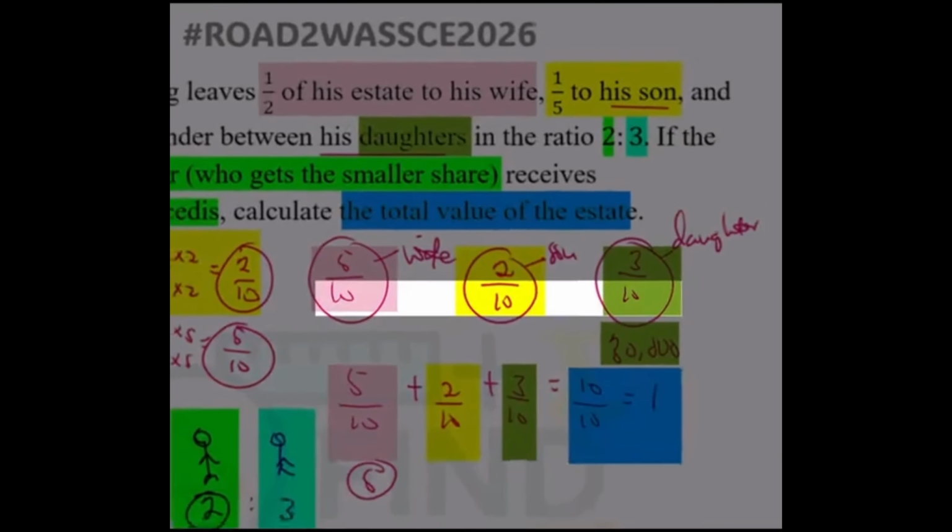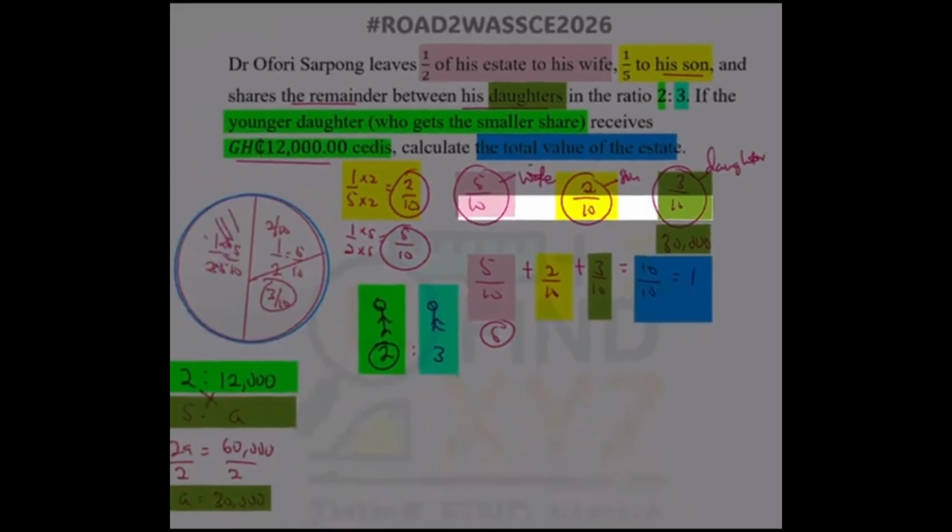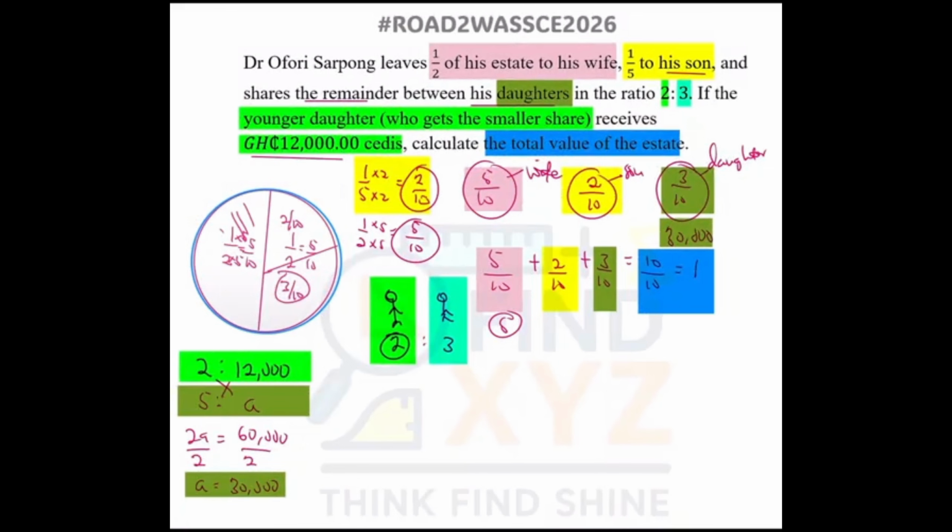Now, watch closely. You can see that this is out of 10. This is also out of 10. This is also out of 10. It means that the whole estate is 10. Then we know that 3 out of 10 is for who? The daughters. So I can say that 3 is equivalent to 30,000. Then what will be 10, that is representing the whole estate, be equivalent to? We don't know. So let's represent that with B.